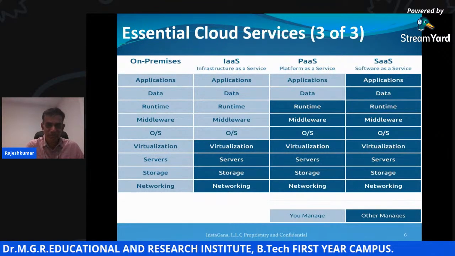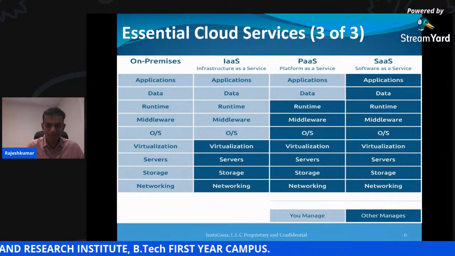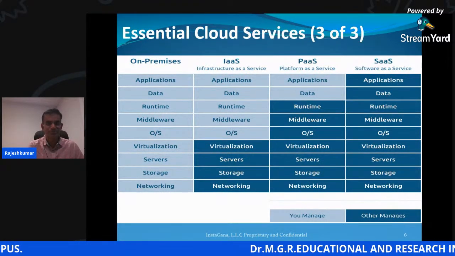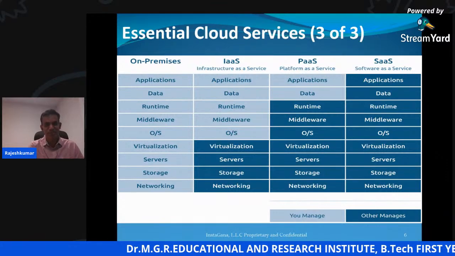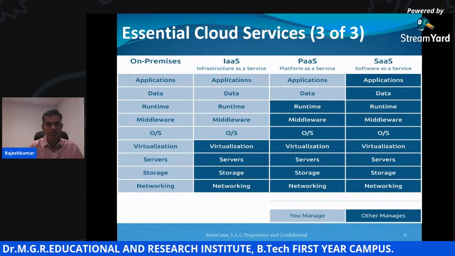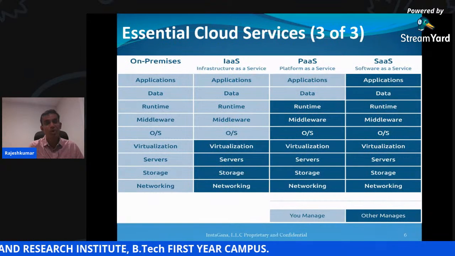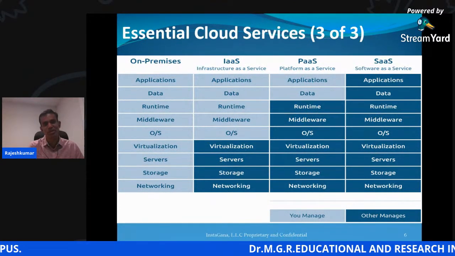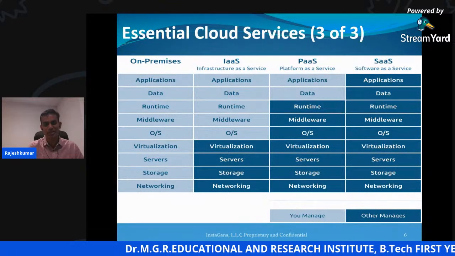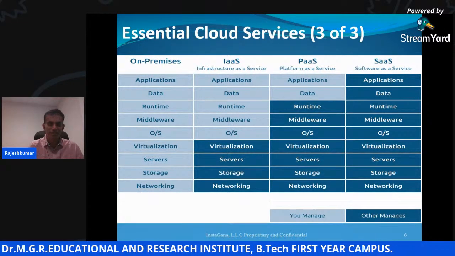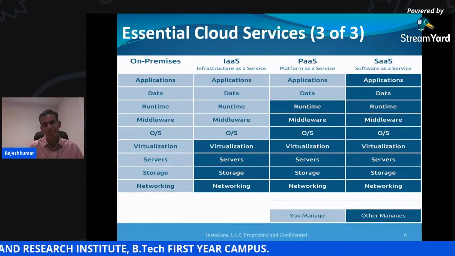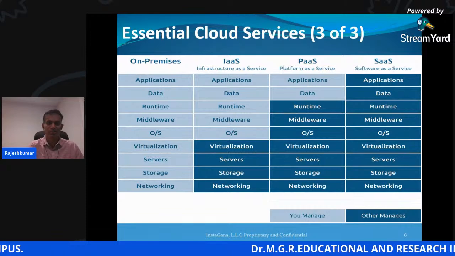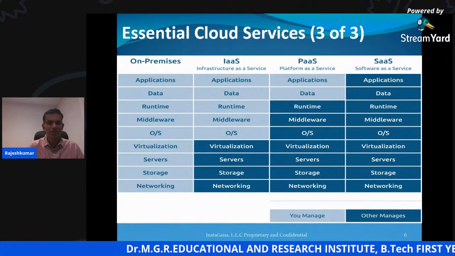But in infrastructure as a service, the vendor just provides your basic infrastructure like networking, storage, servers, and virtualization. And the customer builds everything on top of it. They build the applications, bring the data, choose which operating systems their applications are built on, and handle the middleware and the runtime.